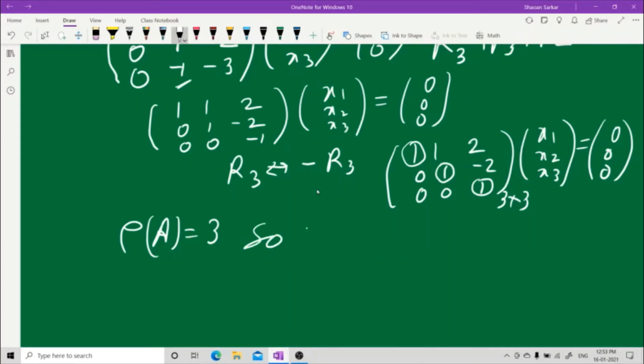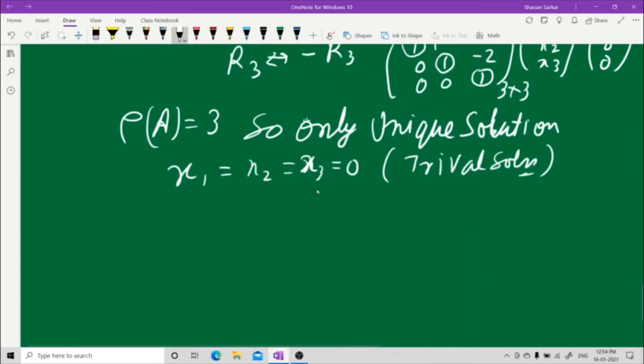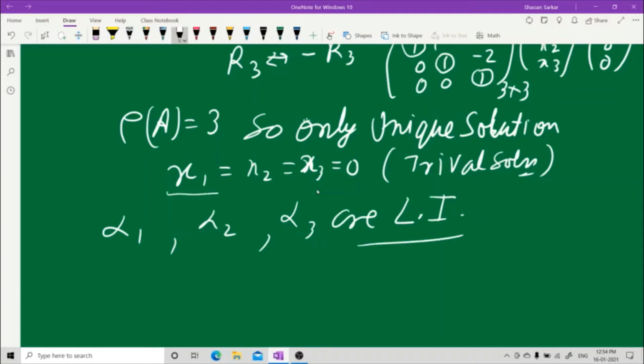So only a unique solution, and you have only the trivial solution x1, x2, x3 equal to 0. So the trivial solution only. Therefore, since you only have this trivial solution, alpha 1, alpha 2 vector and alpha 3 vector are linearly independent because of this reason.